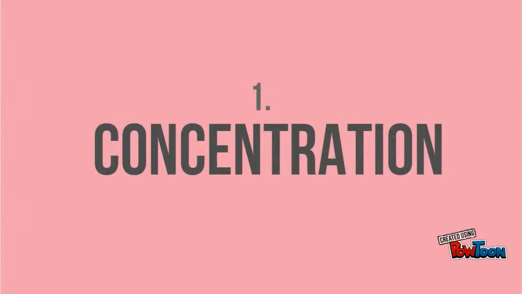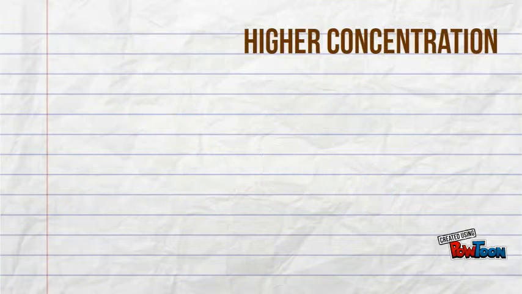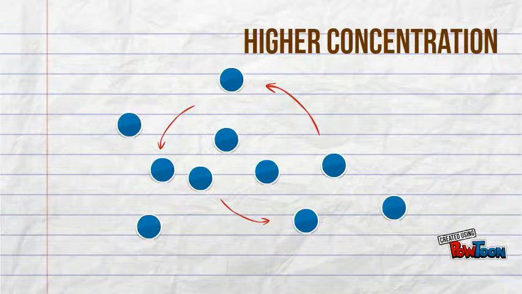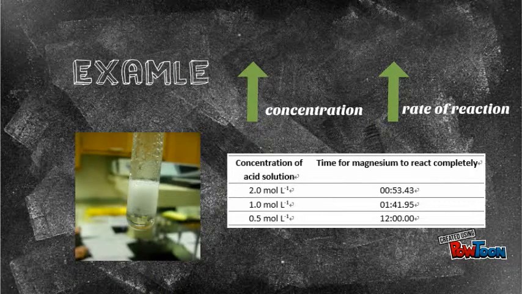The first factor that can affect the rate of reaction is concentration. As you can see, at a lower concentration, there are lesser reactant particles. At a higher concentration, there are significantly more reactant particles colliding into each other. Let's look at an example. In one experiment, magnesium strips were added to the test tube containing different concentration of hydrochloric acid solutions, and we noticed that a solution with higher concentration dissolved the magnesium strips more efficiently.